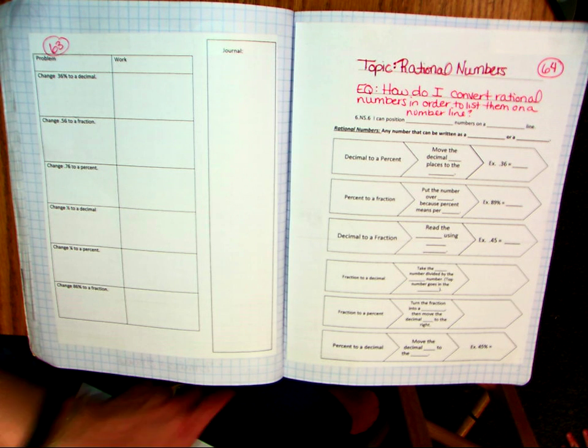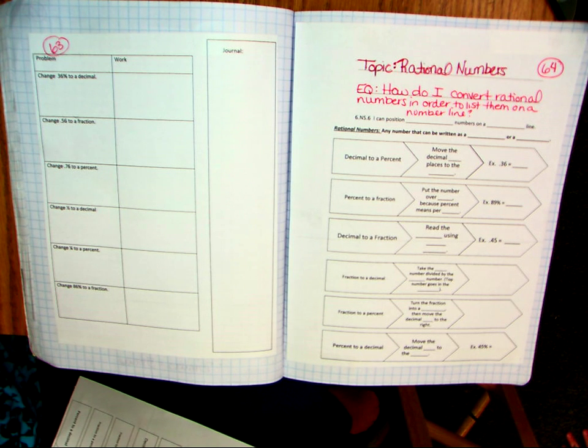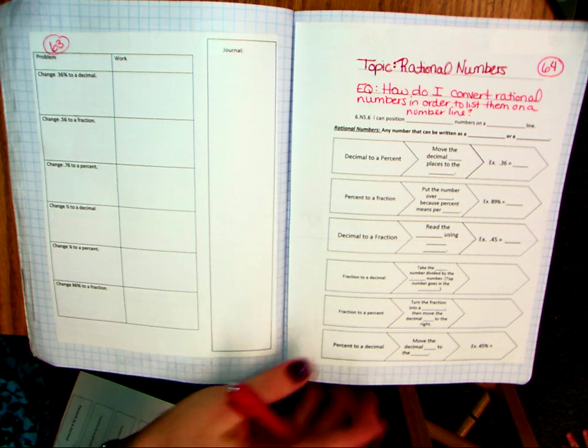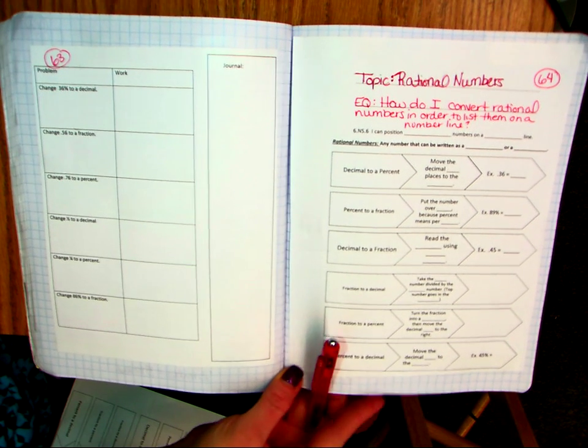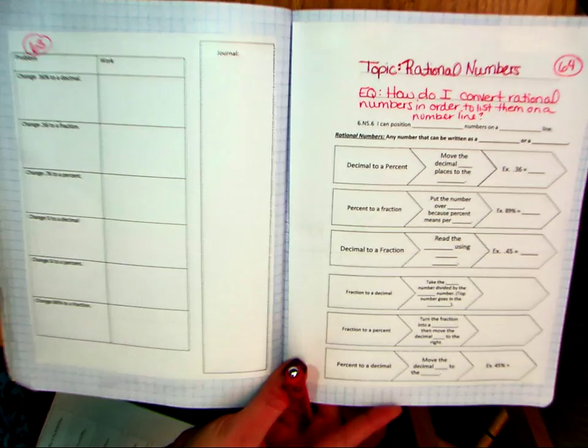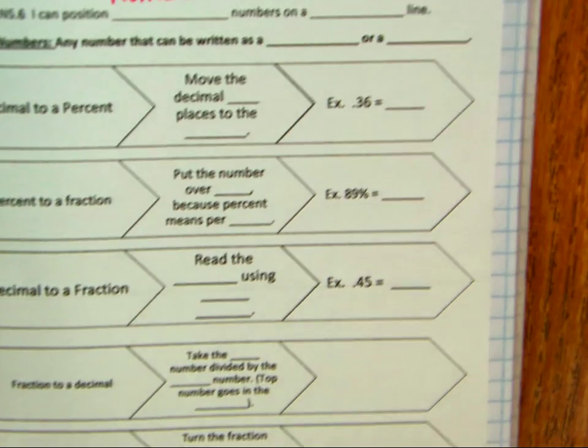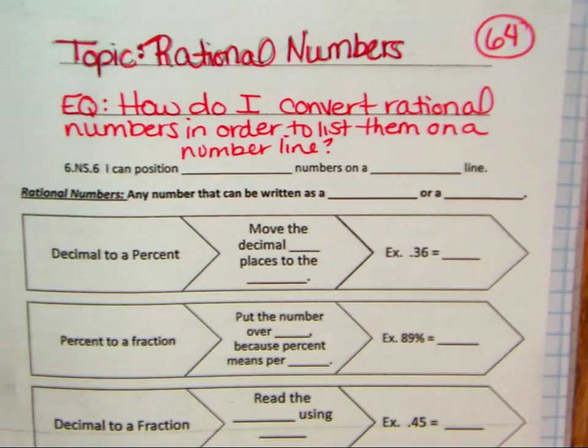Good morning. So today we're going to take notes on page 63 and 64 in our interactive notebook. The notes are covering the topic of rational numbers. If you notice the pages up on the screen, you'll see where you're supposed to put your copies in. All right, let's go to page 64.